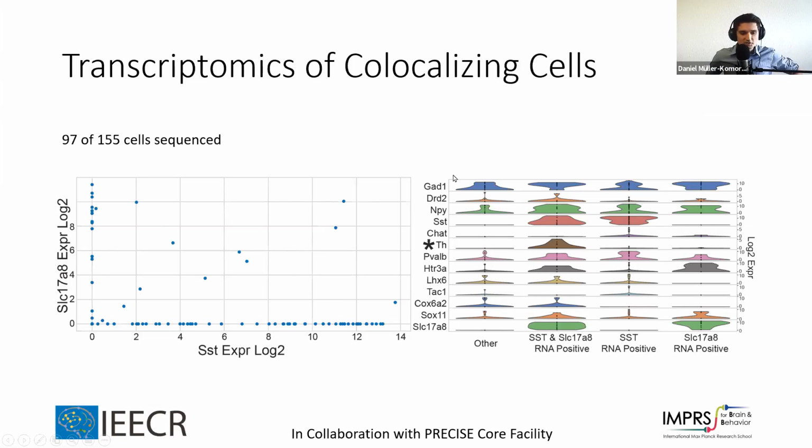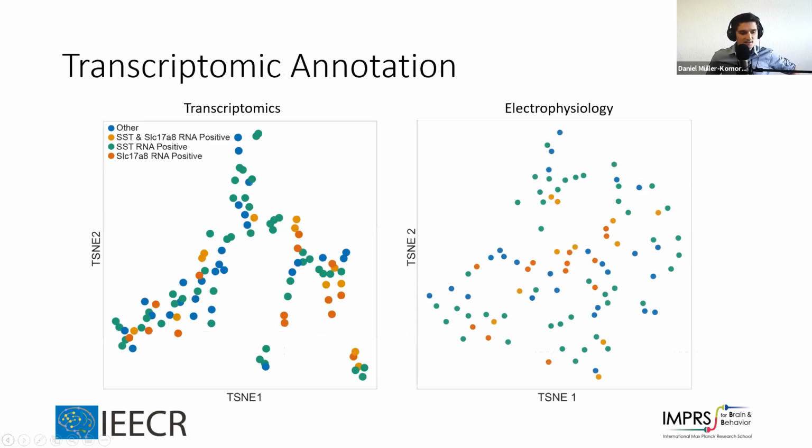Then we looked at some known interneuron markers to see if any of those characterizes these co-localizing cells. Interestingly, we found that tyrosine hydroxylase was the one that significantly can classify these co-localizing cells. By the way, this transcriptomics work we're doing with the PRECISE core facility that exists here in Bonn, which have done great work with our samples. So tyrosine hydroxylase is a putative marker for these co-localizing cells.